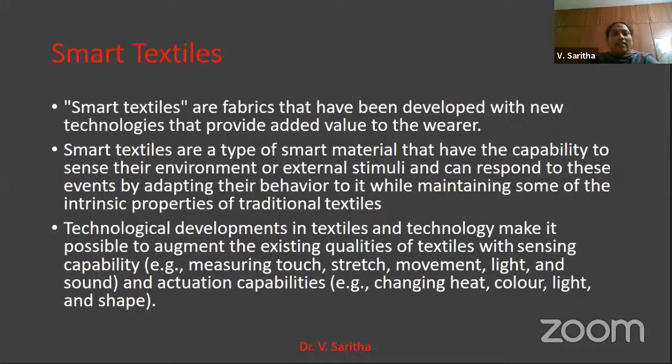When you say that a particular person is smart, it is when they are able to perform better when compared to others, right? In the same way, all the devices which are different from the others, we name them as smart. So here, smart textiles are fabrics that have been developed with new technologies that provide added value to the wearer. Now, till now, you would have heard about wearable devices.